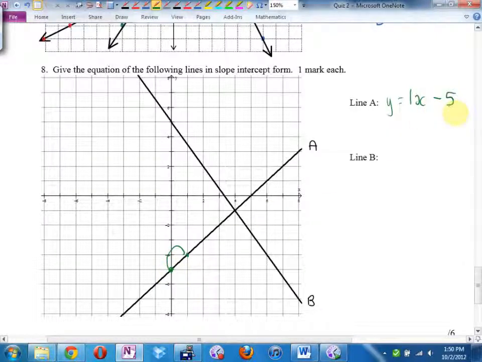-5. Half mark for the correct slope, half mark for the -5, so 1 mark. However, if your format is wrong, if you're missing the y or the letter x, you also lose a half mark. So you might get a 0 even though you got part of that right.